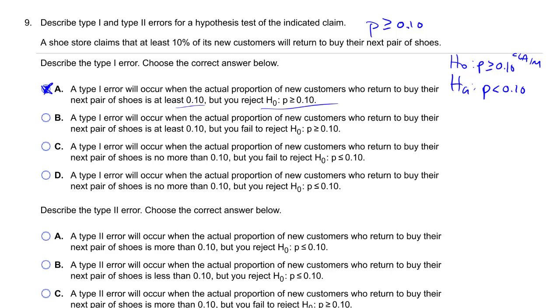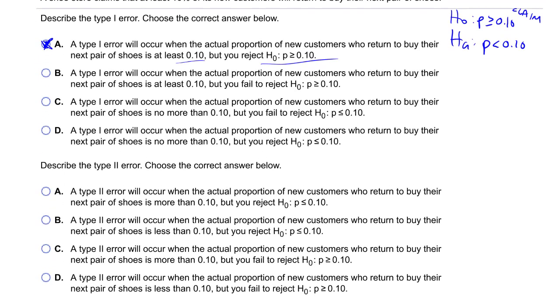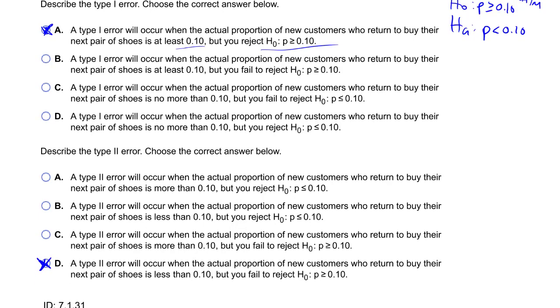The type 2 error, though, in this case would mean I failed to reject it, but it was false. Meaning the proportion was actually less than 10%, but I didn't reject the null hypothesis to get there. And that's down here. Actual proportion is less than 10%, but you failed to reject that.